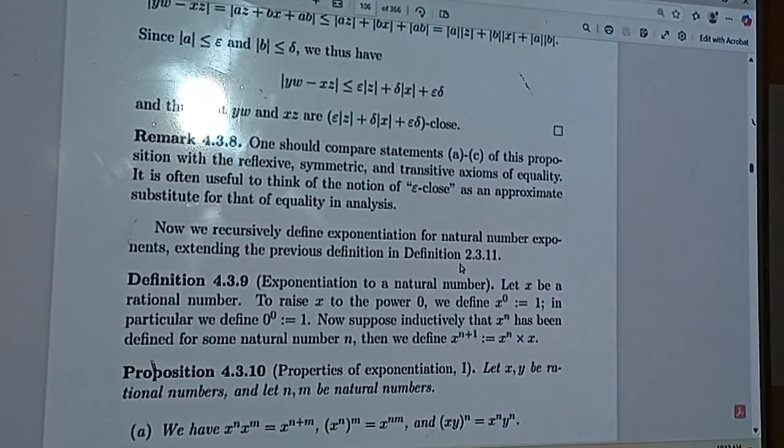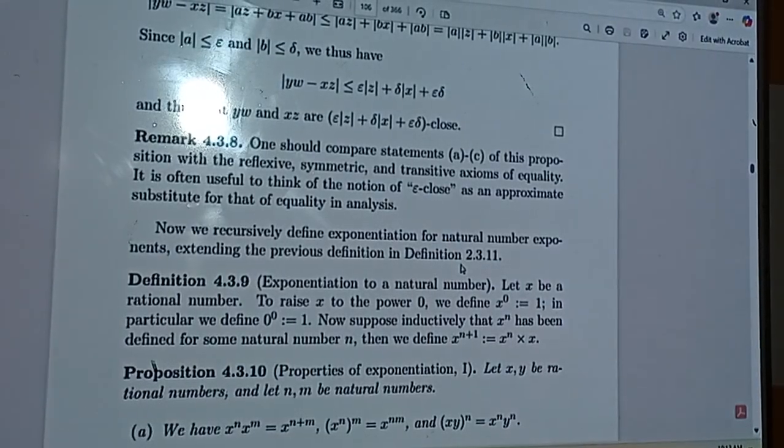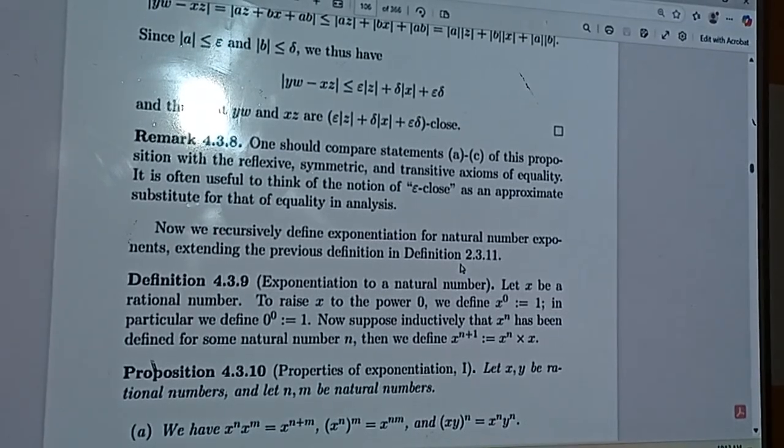Even this writing I don't like actually, because he says now suppose inductively that x to the n has been defined for some natural number n. I mean, actually we have defined x to the 0 equals 1. You don't have to suppose. Can you see what I am saying? He has defined x to the 0 equals 1. So he has defined x to the n for some natural number n. That's the same. Now he is saying, now suppose inductively that x to the n has been defined for some natural number n. That n could be 0.